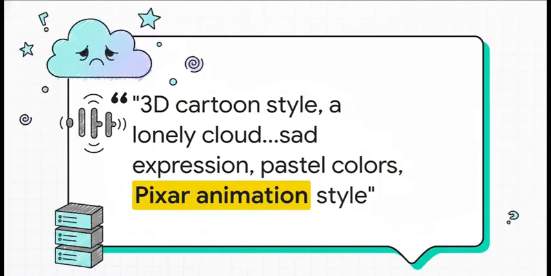And this is where we translate that simple sentence into a language the AI can actually understand. This is called a text prompt. And just look at the detail here. We're specifying the style, 3D cartoon, Pixar animation style. We're giving the character feelings, sad expression, and we're setting the whole mood. The more specific you can be here, the better your results are going to be.